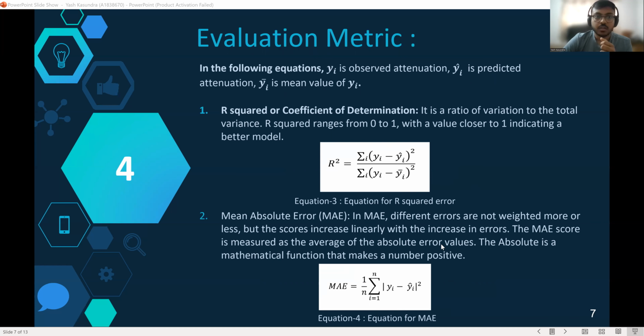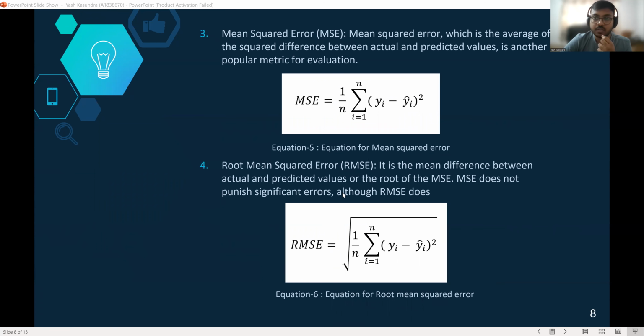At last, I will be using mean squared error, which is nothing but the average of squared difference between actual and predicted values, and RMSE, or root mean squared error, which is nothing but the root of MSE. The main difference between RMSE and MSE is that RMSE will punish larger errors more than the smaller ones, while MSE punishes all the errors equally throughout the board.